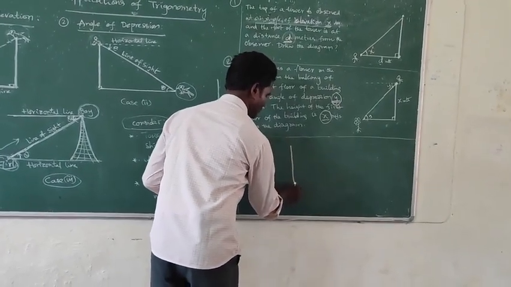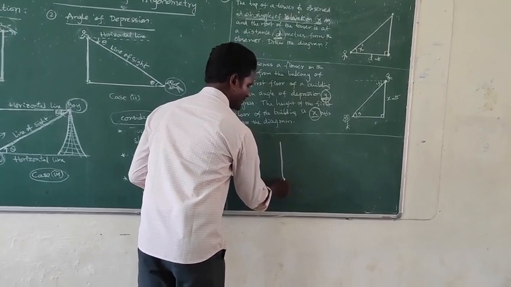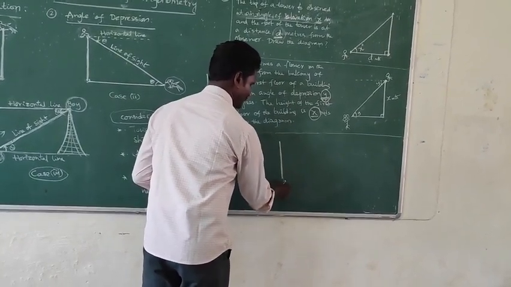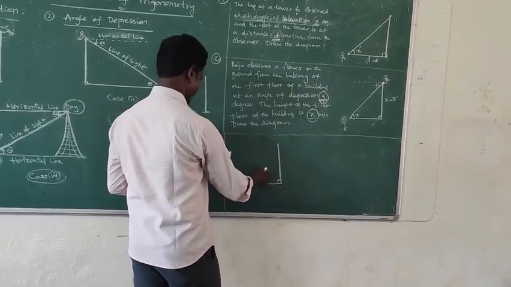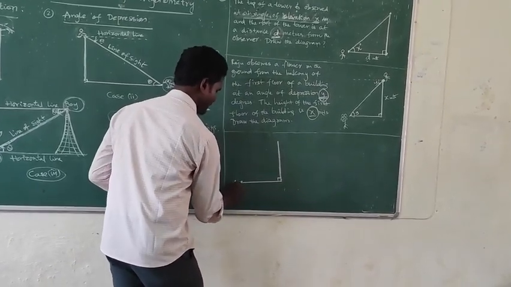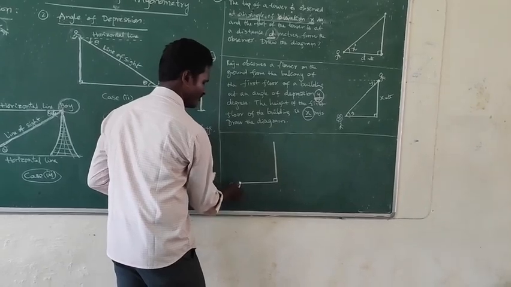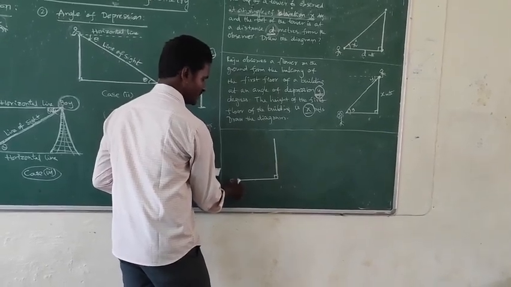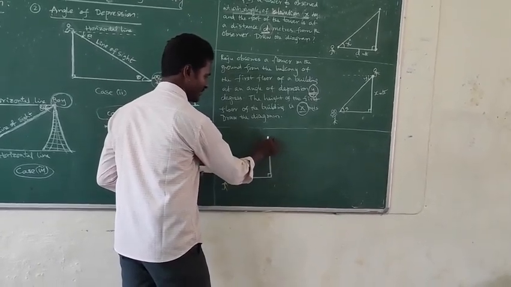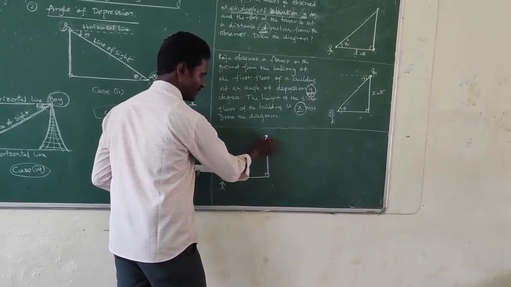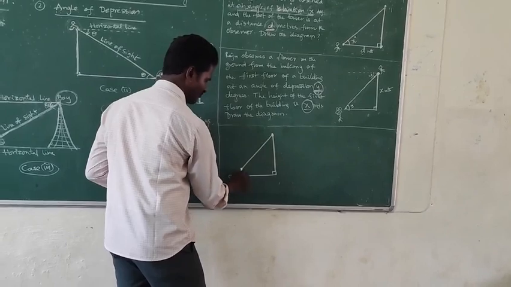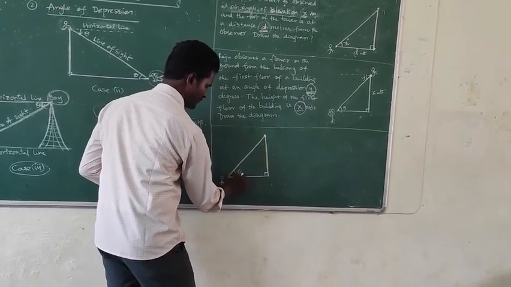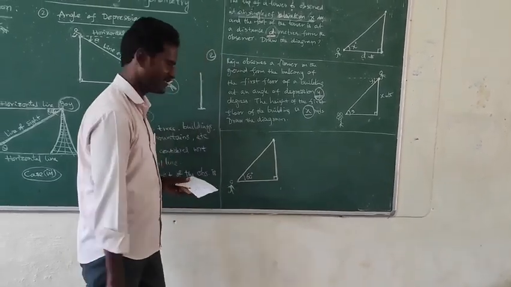So the problem is about an electric pole. The electric pole stands on the floor. The observer is here. This observer is observing the top of the electric pole. So this is the top of the electric pole, and he is observing this top with an angle of 60 degrees.